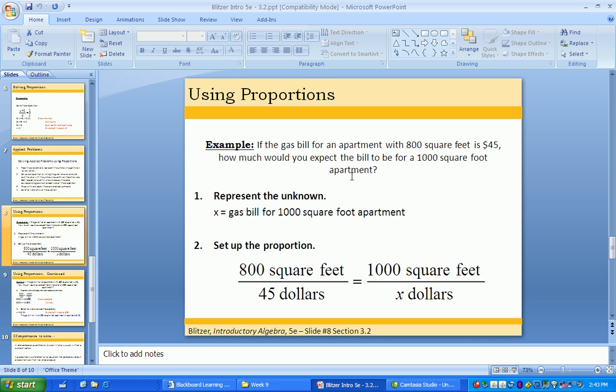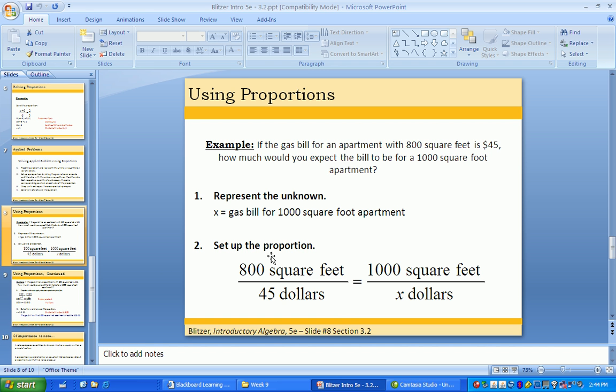When we set up the proportion, we know that an 800 square foot apartment costs us $45 for our energy bill. If we use the proportion principle, a 1,000 square foot apartment is going to give us some utility bill. The important thing to note here is that the square footage has to go on top on both sides, and the dollars has to go on bottom on both sides. It would also be okay if you put the dollars on top on both sides, and the square feet on bottom on both sides. That's another way you could have written this out, with both sides flipped. And then you can go ahead and solve it.